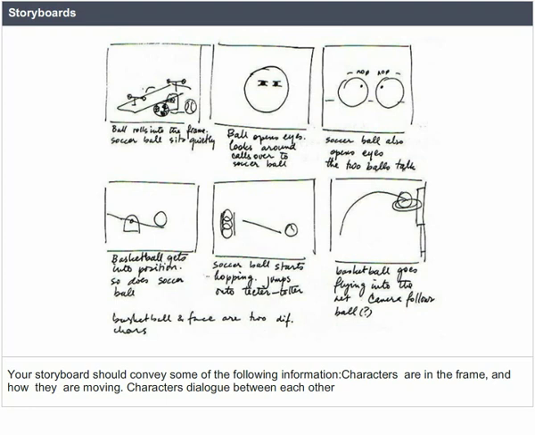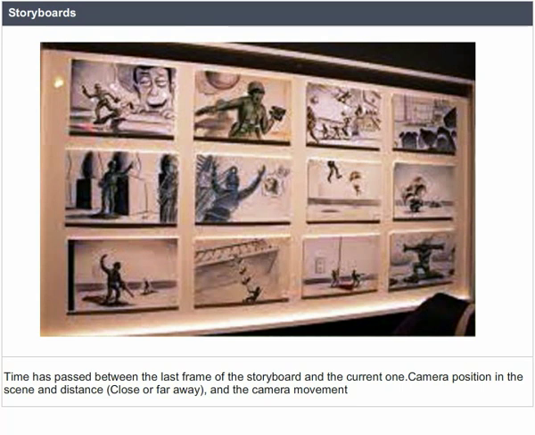Your storyboard should convey some of the following information. Which characters are in the frame and how they are moving. The characters' dialogue between each other. How much time has passed between the last frame of the storyboard and the current one. The camera position in the scene and distance, close or far away, and the camera movements.